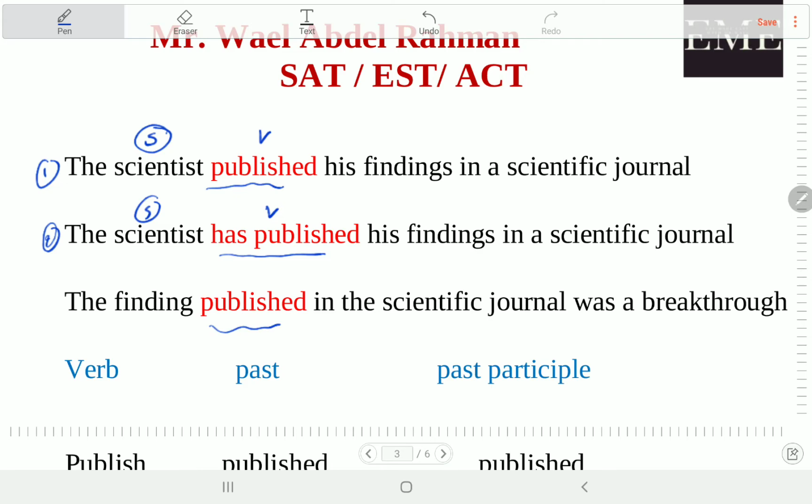The third one, the finding. What about the finding? Can anyone tell me? Is the finding published? Can a finding publish? No. You need a person. So what about the finding? The finding was a breakthrough. So this is actually the verb for finding. So finding is the subject and was is the verb. Then what does published do? It modifies the finding. Which finding? Are you talking about any finding being a breakthrough? No. You specified a particular finding, the one published in the scientific journal. So it modified the finding.